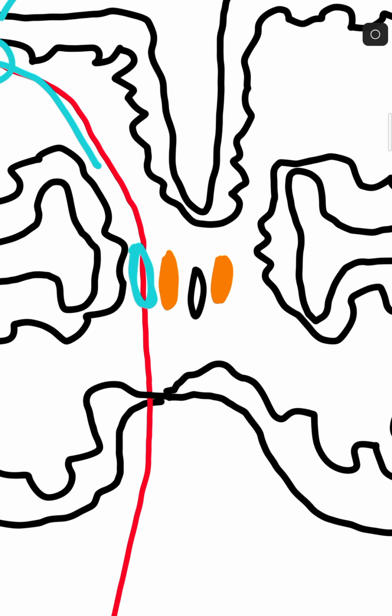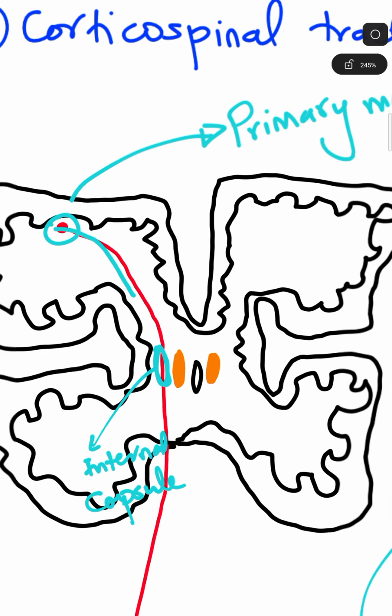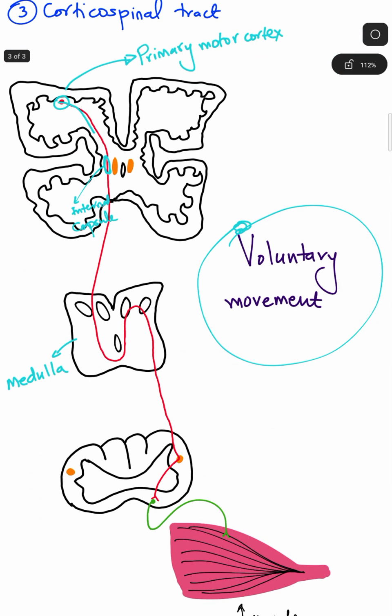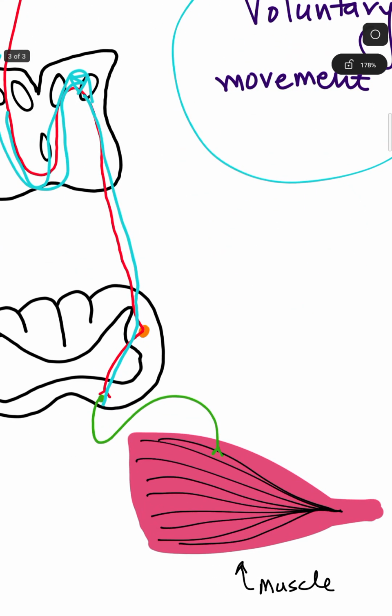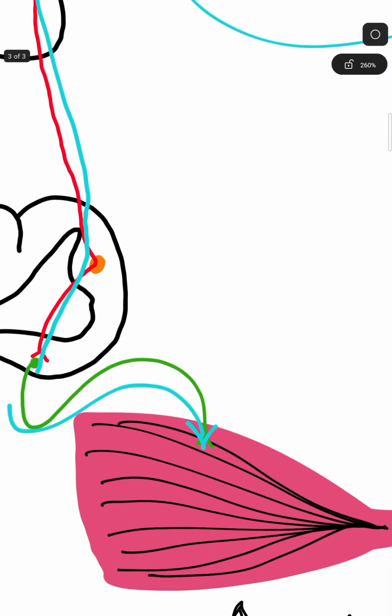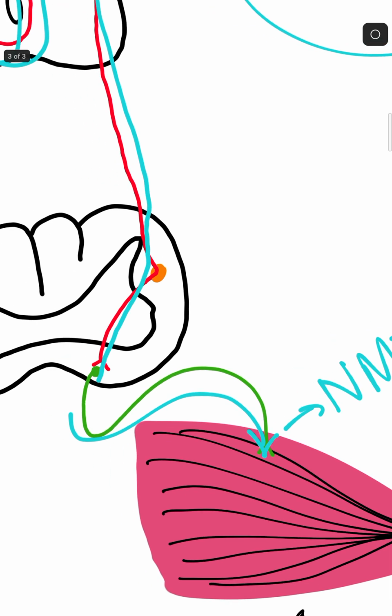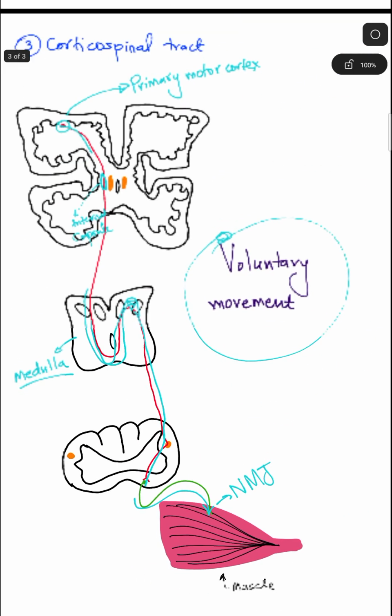So over here would be the internal capsule. This is where the information for voluntary movement goes through. It then proceeds to the medulla, where again we have decussation. We flip to the other side, and then it goes down to the spine through the anterior horn, and then it will go to the next set of neurons where it's going to go to the muscle, and over here we're going to have neuromuscular junctions where the information is then passed down to activate the skeletal muscle.